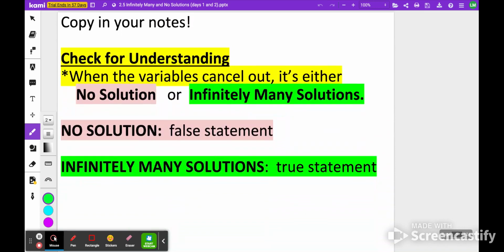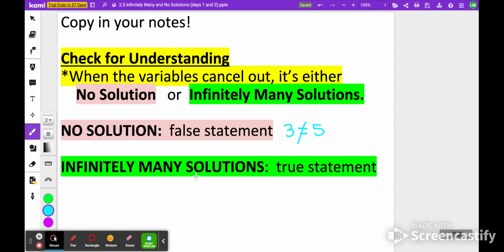The first thing we want to understand and copy in our notes are these items here. When the variables cancel out, it's either going to be a no solution or infinitely many today. A no solution means a false statement. That would mean when you solve and cancel the variables out, you get something like 3 is equal to 5. 3 does not equal 5, so therefore that would be a no solution example.